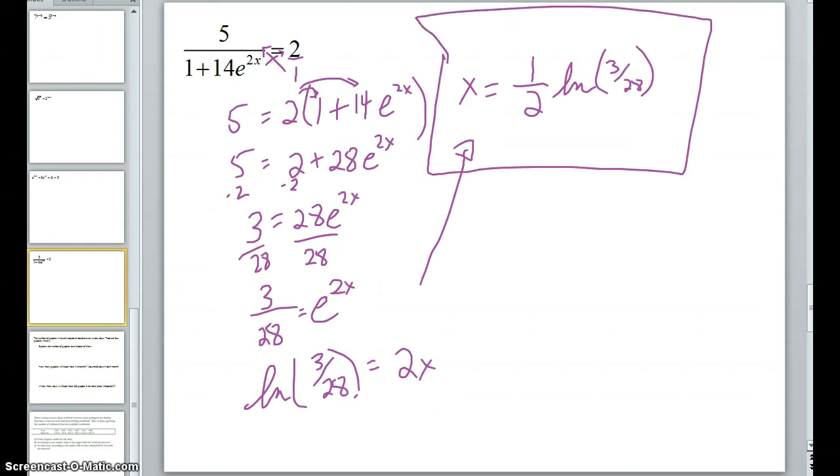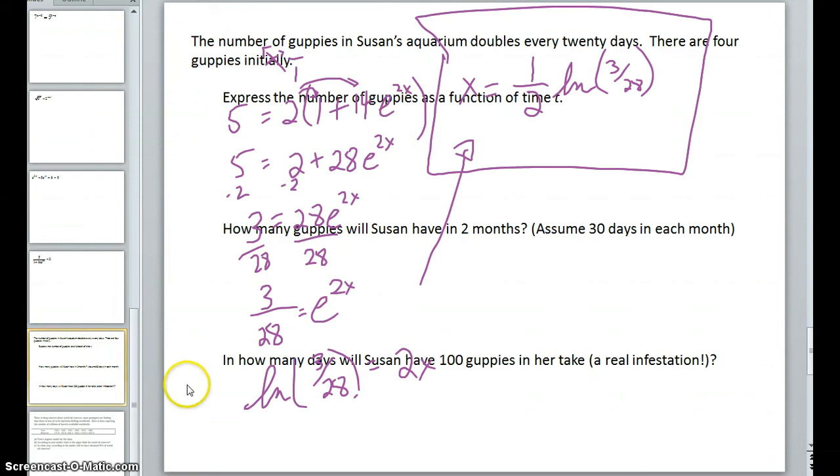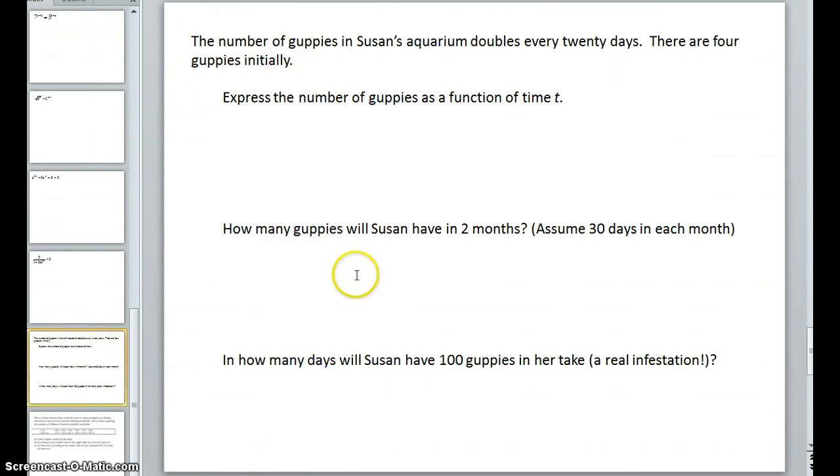All right, almost done, guys. Pretty quick. Let's look at this one here. Guppies. It doubles every 20 days. If it doubles every 20 days, there are 4 guppies initially. So looking at that last worksheet, we had this thing here over change in time. So our rate is going to be, let's see, we have 4 guppies to start with, and then every 20 days it doubles.